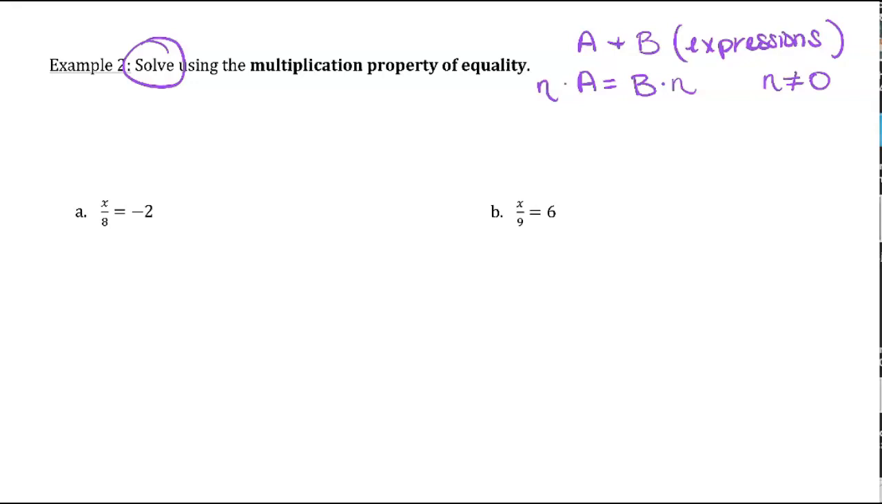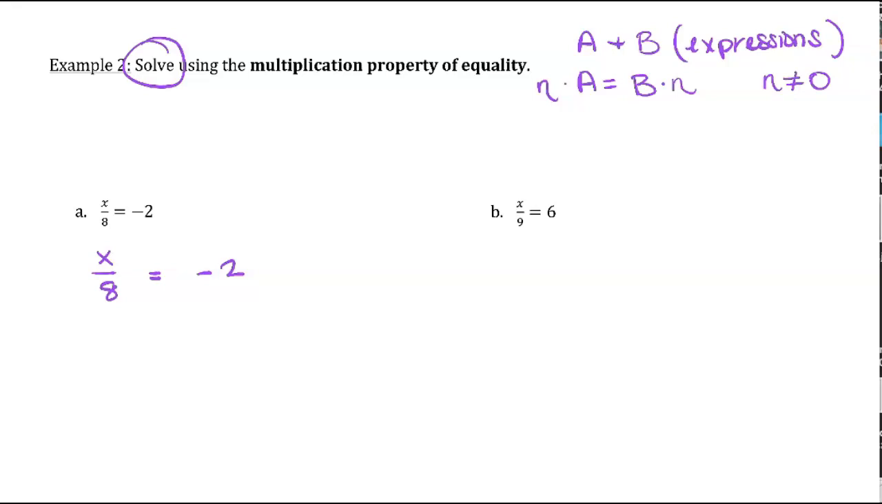In example A, I have x over 8 equals -2. I have two expressions, x over 8 and -2, set equal to one another. Now, I'm trying to solve. I'm trying to find the solutions to this equation, the values for x that make a true statement. What I would like to do is get x all by itself so that I know what it is equal to. Right now, x is being divided by 8. I have x over 8.